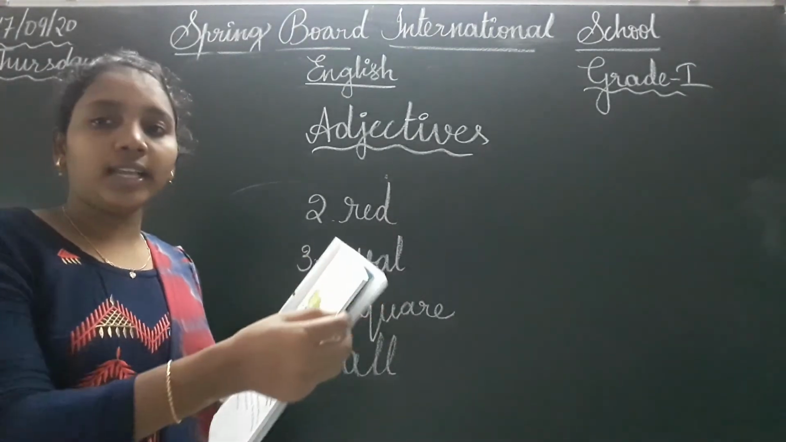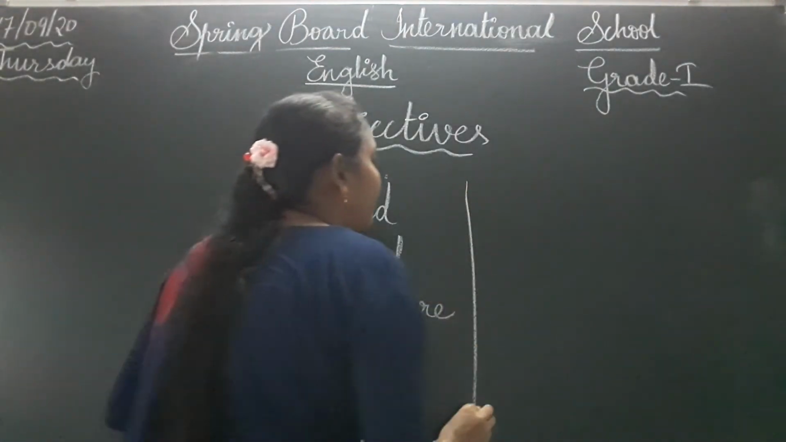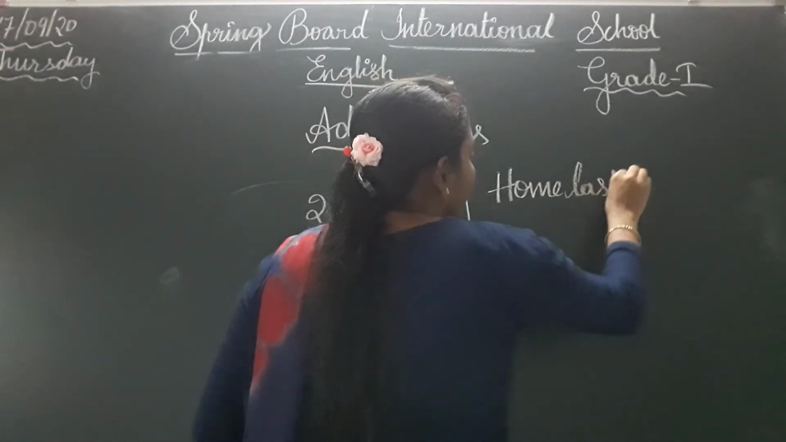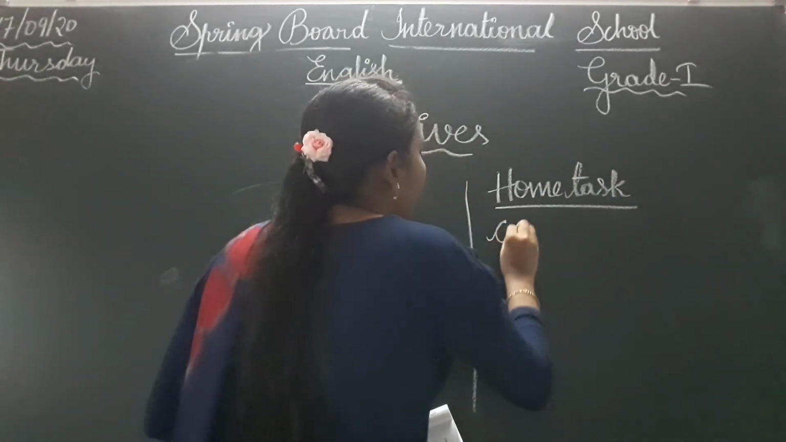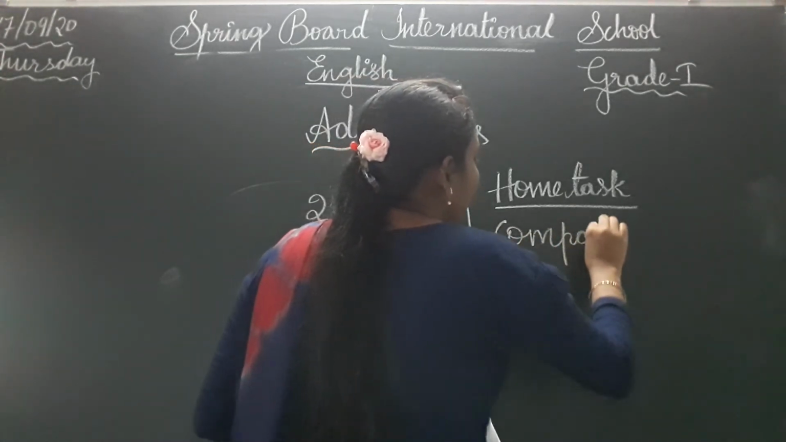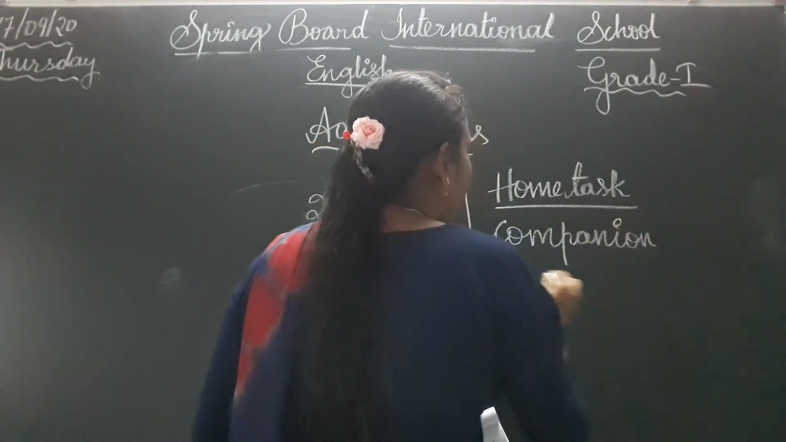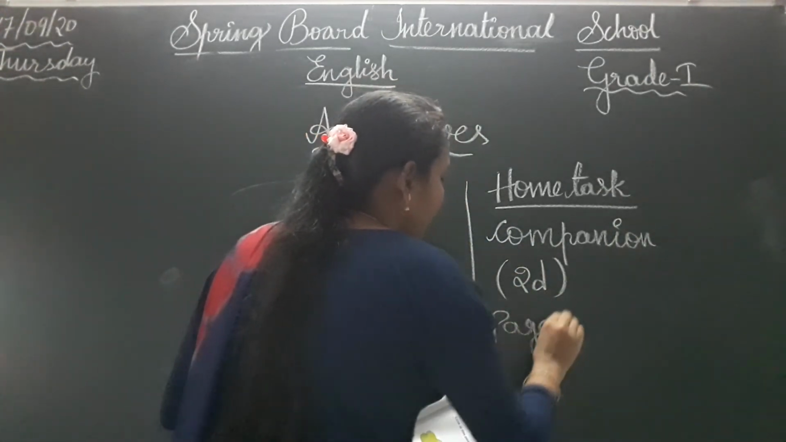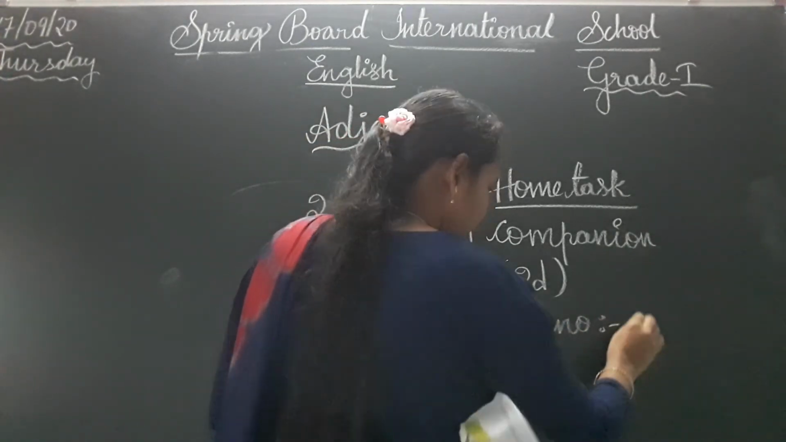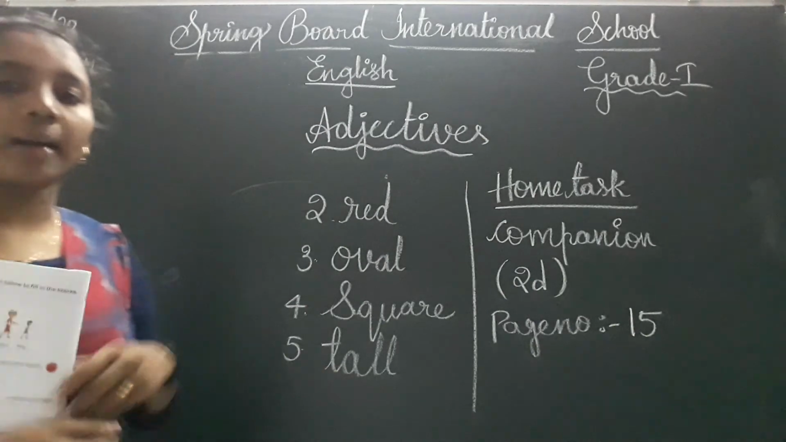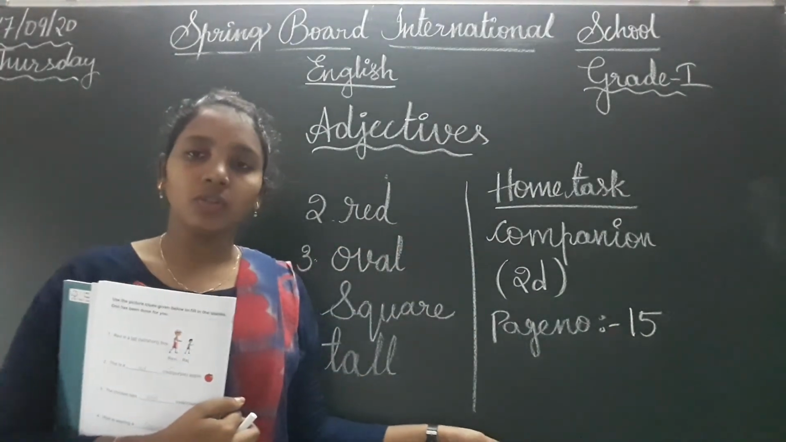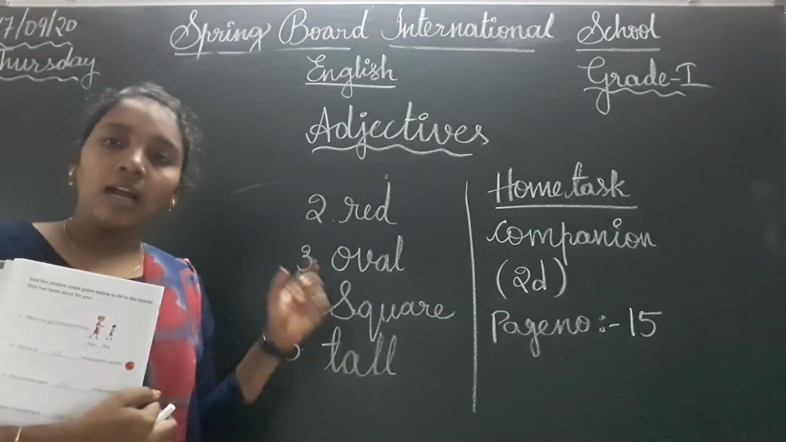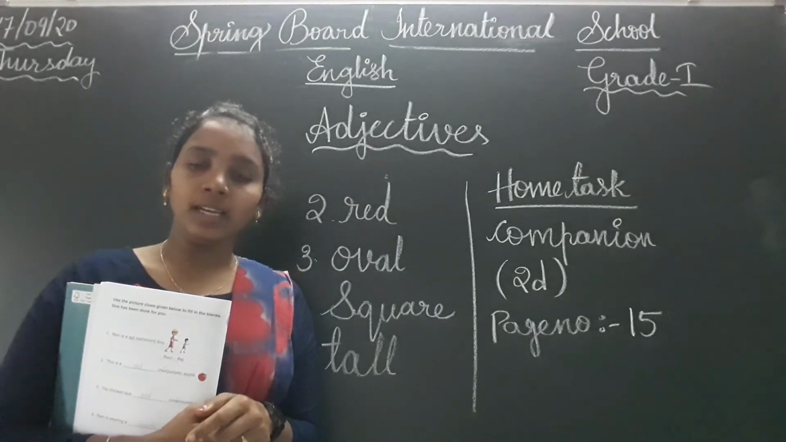This is 2D. This is your homework, children. Please note down, everyone. Home task. Companion 2D, page number 15, children. You have to do it. I will send all these to your WhatsApp group, children. Already you have learnt in the class. Write down in your companion books, children.